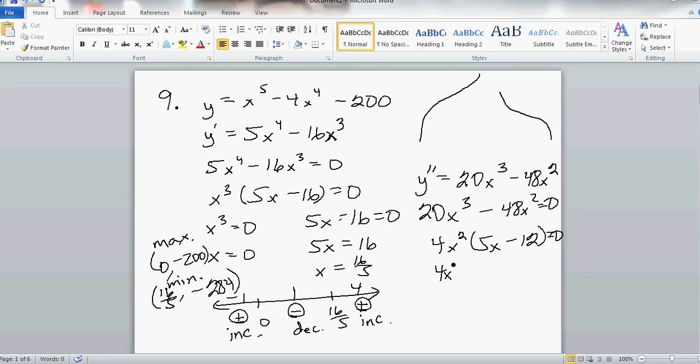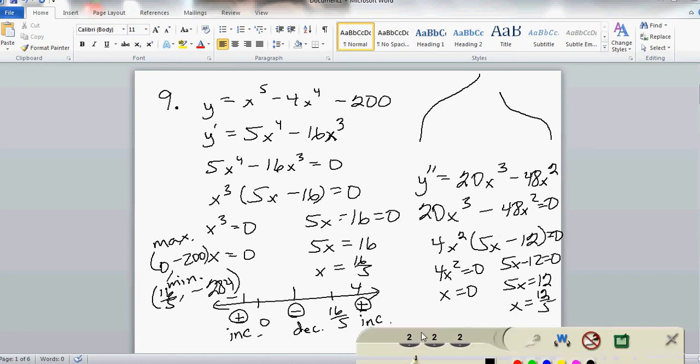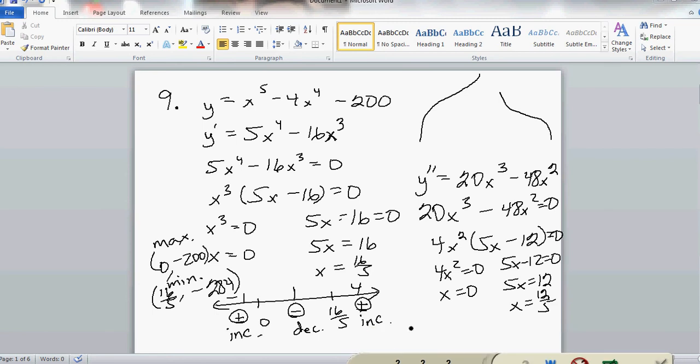Set each one of these equal to 0. So x would equal 0 here, and 5x minus 12 equaling 0, 5x would equal 12, so x would equal 12/5. And once again, we have to find what's going on here. So 0 and 12/5, so I can throw a -1, a 1, and a 3 back into y double prime.